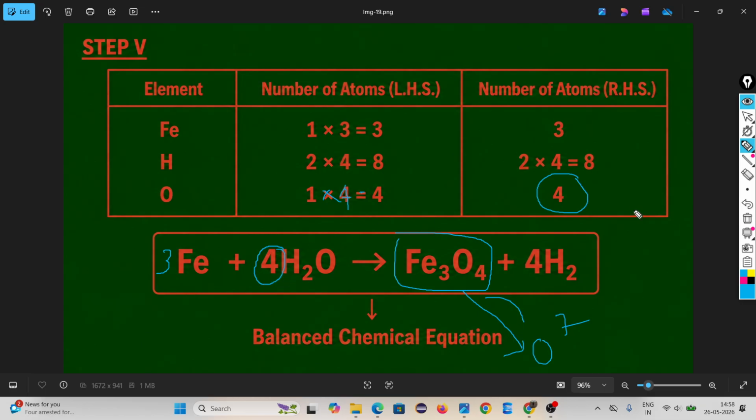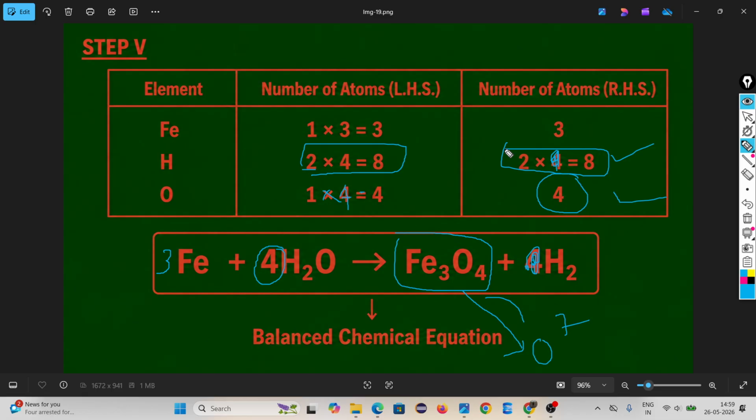After completing oxygen, we come to hydrogen. How many hydrogen are there? On the right hand side 2, and on the left hand side 2. But for balancing oxygen we multiplied by 4, na. That's why it becomes 8. So on the right hand side we multiply by 4. Do you understand?